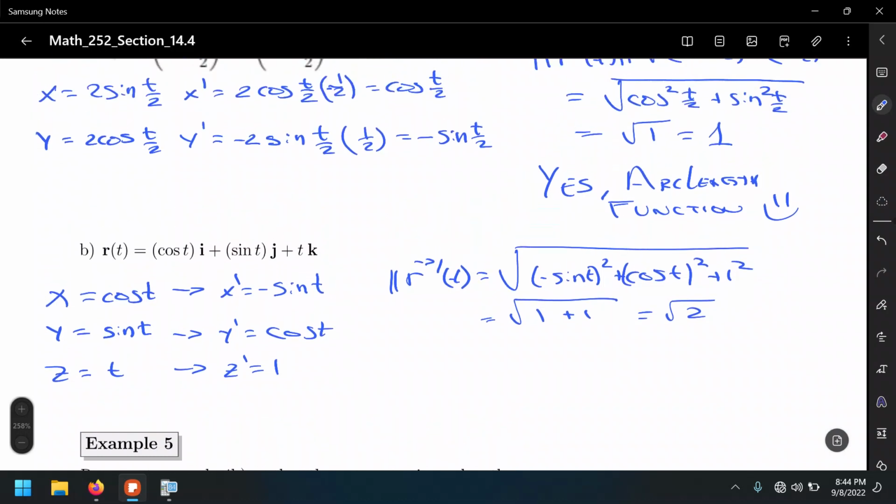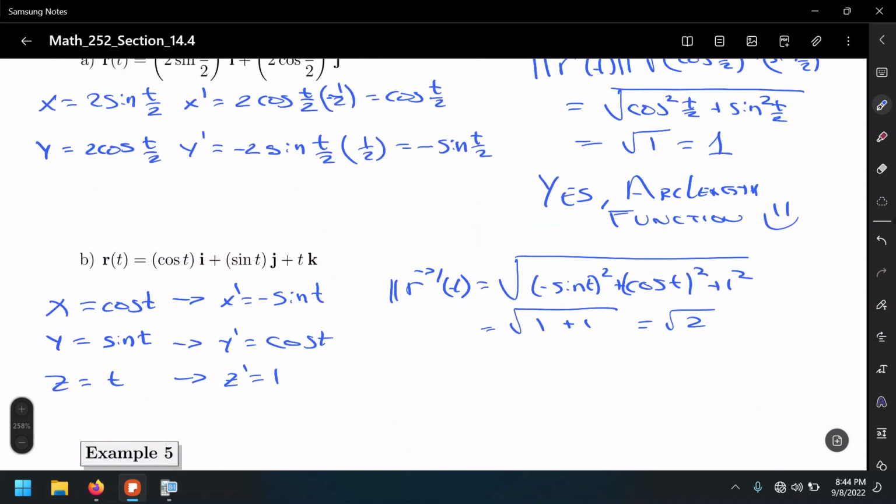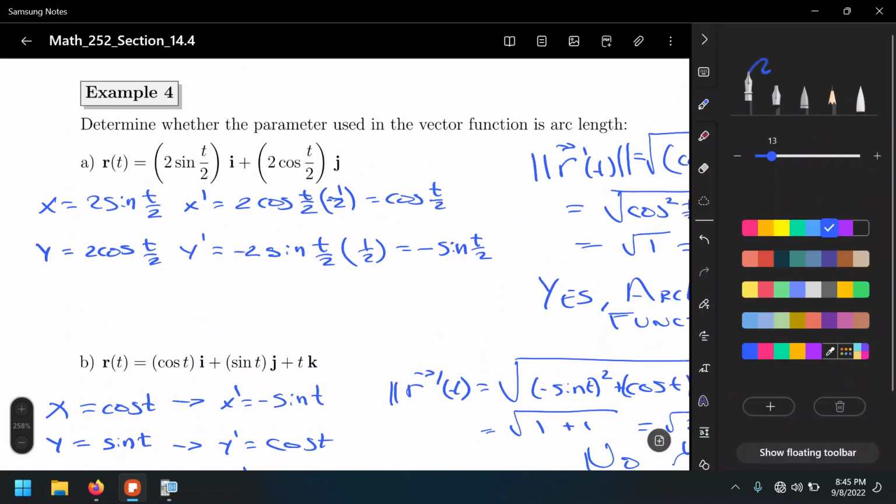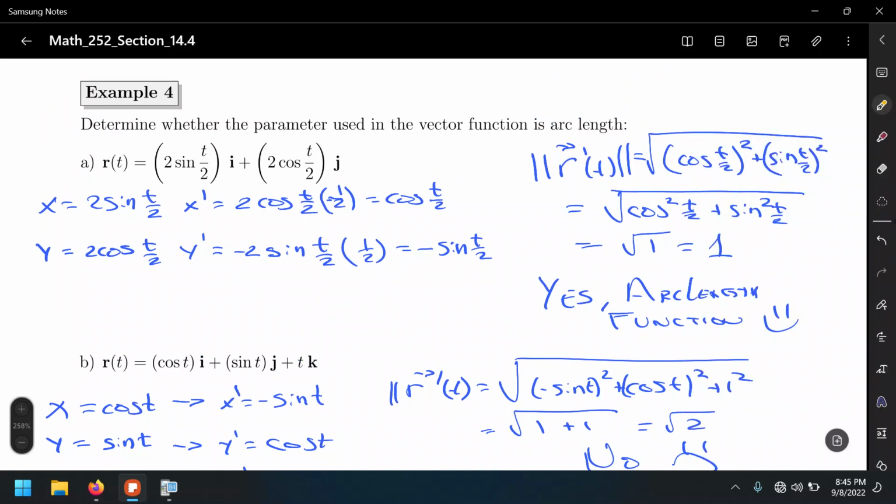So does it converge or diverge? Oh wait, no. Is this an arc length or not an arc length? That brings back some nightmares from infinite series. No, this is not an arc length function. So yes, we can safely say that this function describes position versus time. Now going back to the previous example, in this case, this was indeed an arc length function. We can rewrite it as r of s.